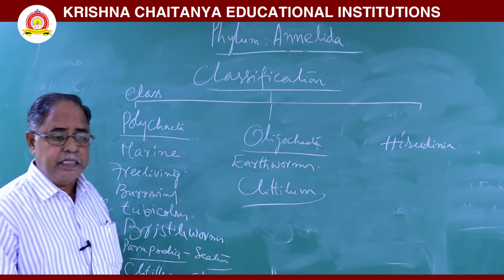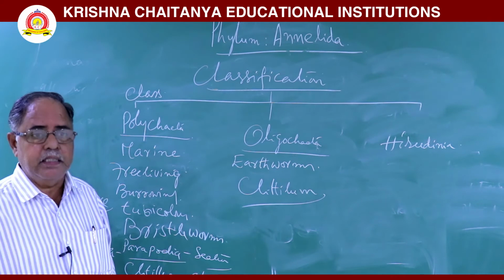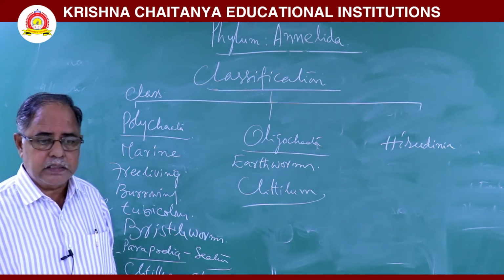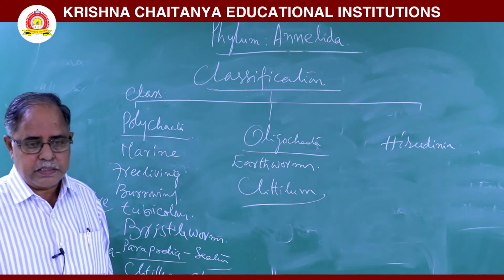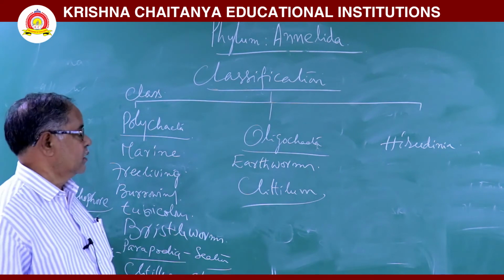That means in a single animal, both male and female reproductive organs are seen. The development is a direct development. That means during developmental stages, no larval form is seen. These are some characters of this Oligochaeta.